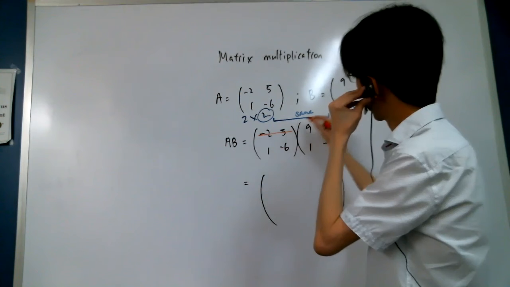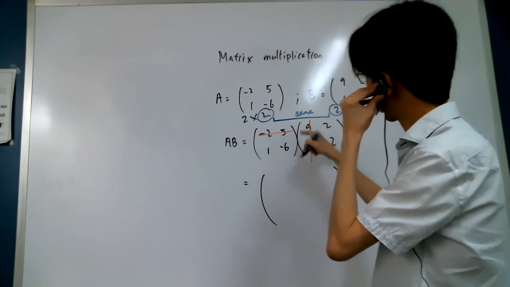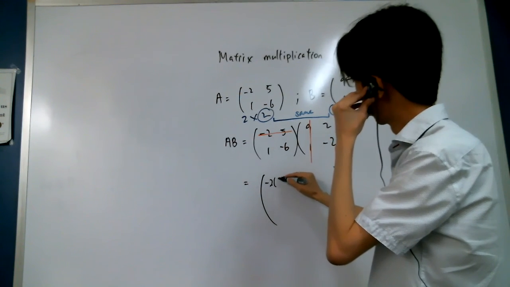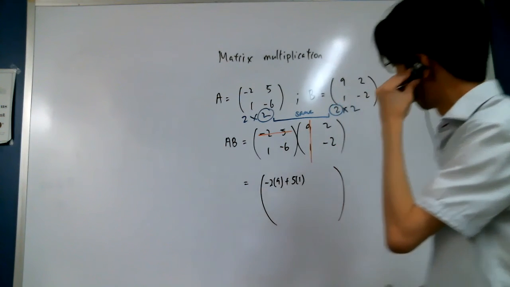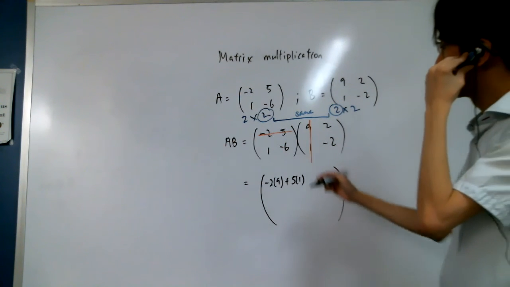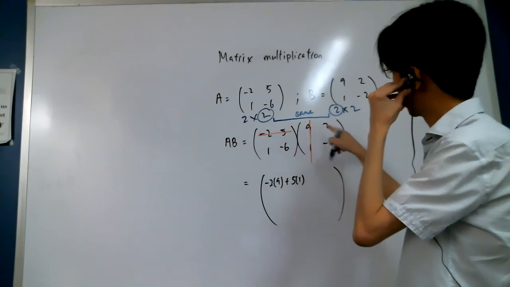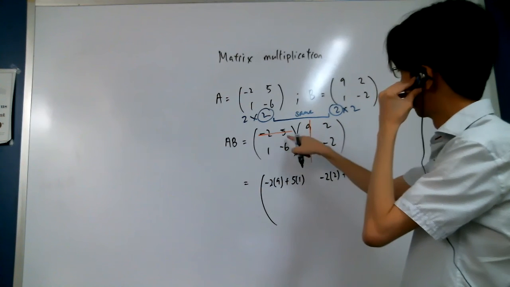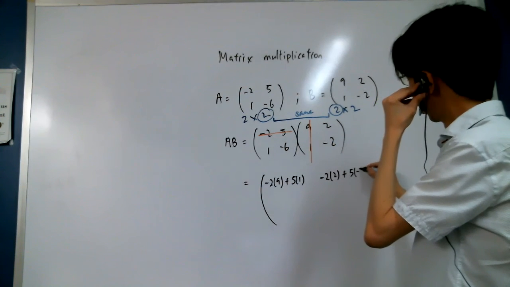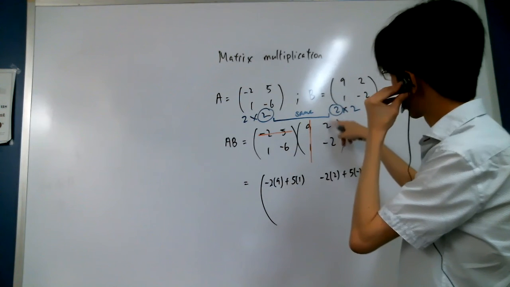So in this case, we'll start out with the first row multiplied by the first column. So minus 2, 5, and 9, 1. So you take minus 2 times 9 plus 5 times 1. Okay, then once you're done with first row, first column, then you can carry out first row, second column. So minus 2 times 2 plus 5 times minus 2. So you're done with all the columns.